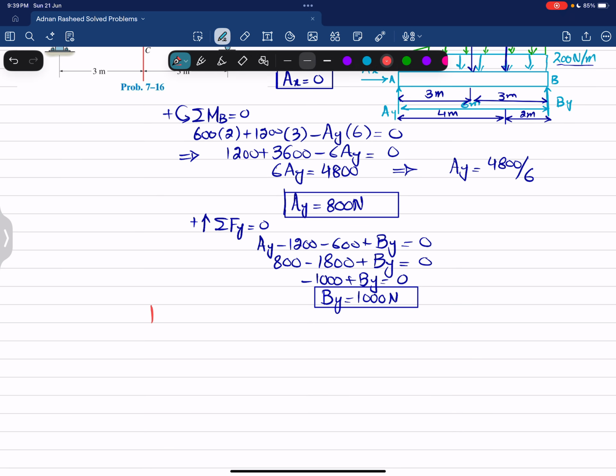So for section AC, the free body diagram will be like this. Let this is section A, this is point A, this is point C. At point A, you know you have a vertical reaction force AY, which is 800 Newton, and AX, but AX is 0, so no need to mention it. So when you cut it at point C, so you will be having a normal reaction force NC, you will be having a vertical shear which is VC, and you will be having a moment MC as well.